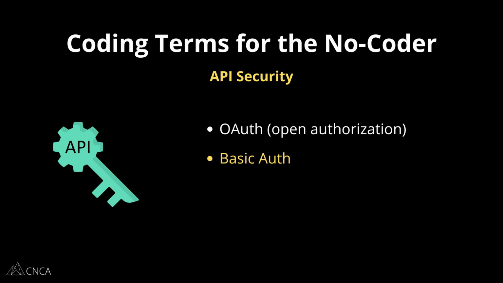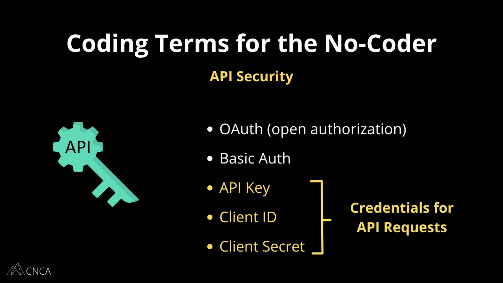Basic auth, or basic authentication, is a simpler method for API access. It uses a username and password. It's less secure than OAuth, but it can be suitable for simpler applications where security requirements are lower. Then you have API key, client ID, and secret. These are all credentials that are used to authenticate API requests. So an API key is a unique identifier for your app, while a client ID and secret are used for more secure authentication. You can think of all of these as different types of passwords. These credentials are really there to ensure that only the authorized users can access certain data or services.